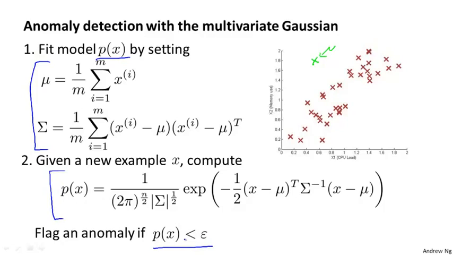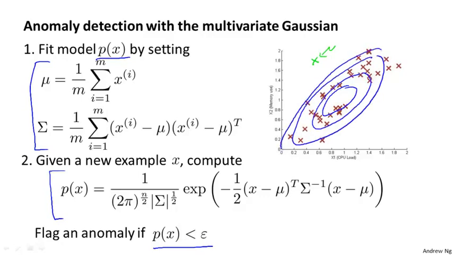So it turns out if we were to fit a multivariate Gaussian distribution to this data set, to just the red crosses, not the green example, you end up with a Gaussian distribution that places lots of probability in the central region, slightly less probability here, slightly less probability here, slightly less probability here, and very low probability at a point that's way out here. And so if you apply the multivariate Gaussian distribution to this example, it will actually correctly flag that example as an anomaly.